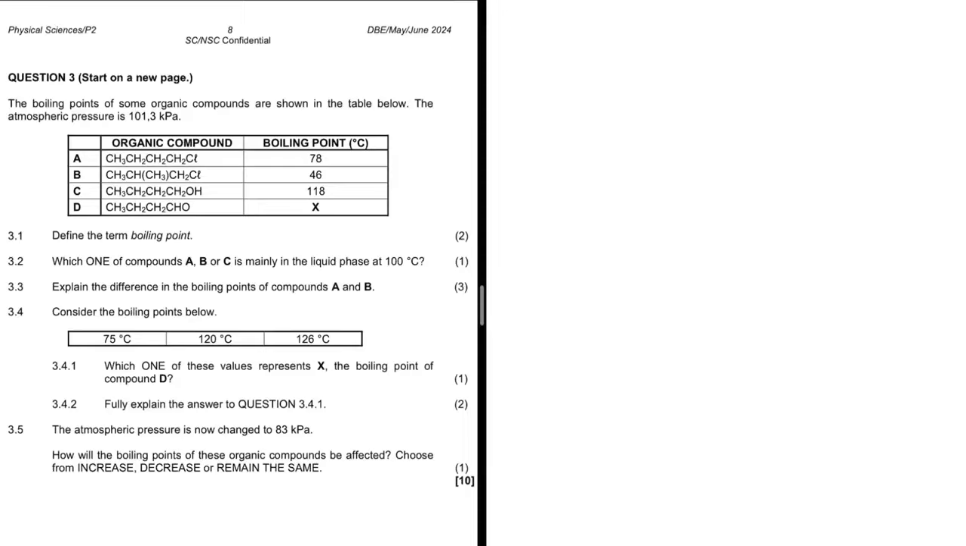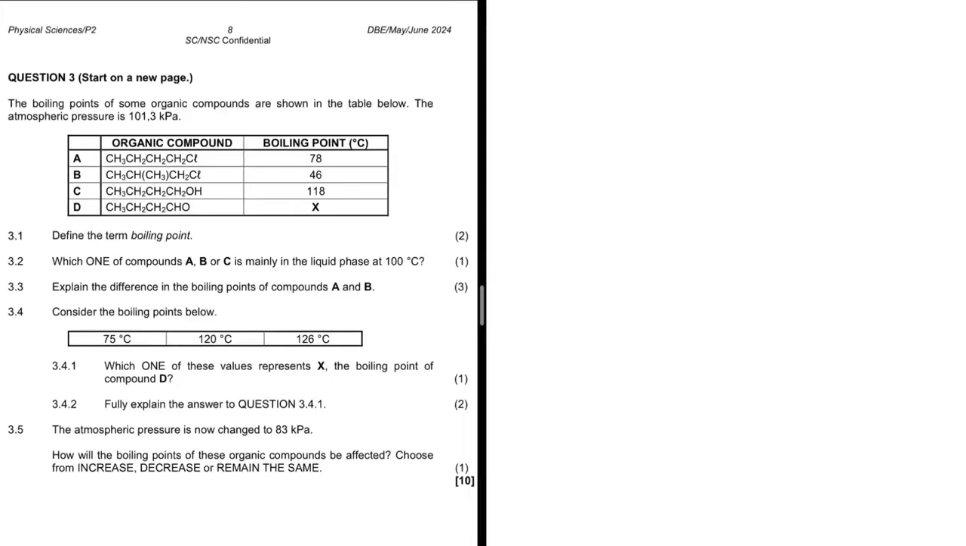Now let's take a look at 3.5. 3.5 is quite an interesting one. I had to take some time and think about that. The atmospheric pressure is now changed to 83 kilopascals. Under normal circumstances, we have 101, I think 101.3, something like that, but I know for sure it is around 101. And now it has changed to 83 kilopascals.